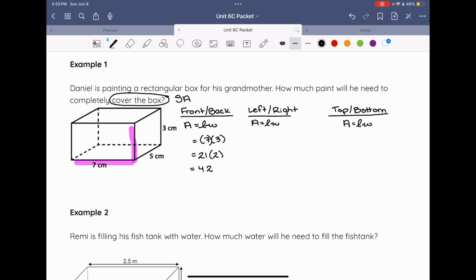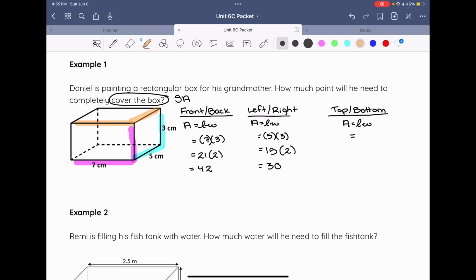The left and the right, those dimensions, 5 by 3. And then again, there are 2 of them, so I'm going to multiply by 2. And the top and bottom are going to give us 7 by 5. So 7 times 5, 35. And again, multiplying by 2.